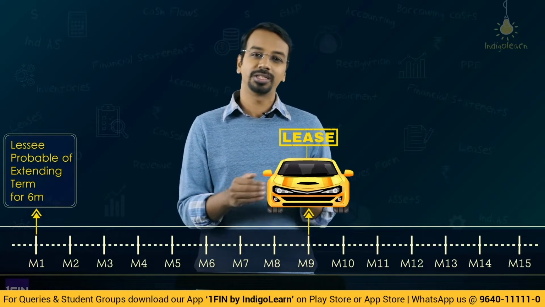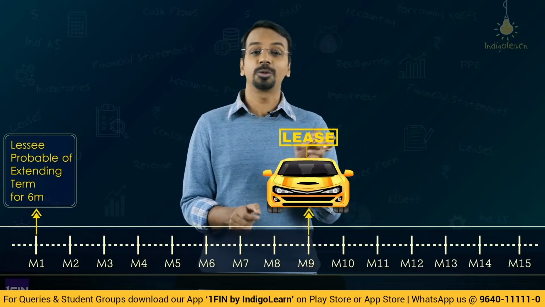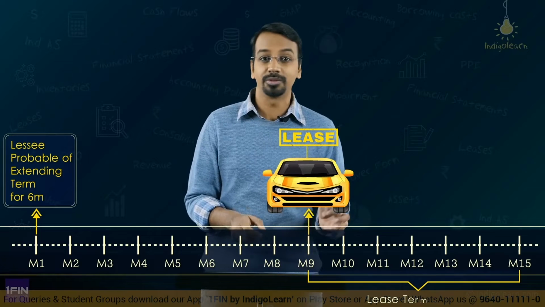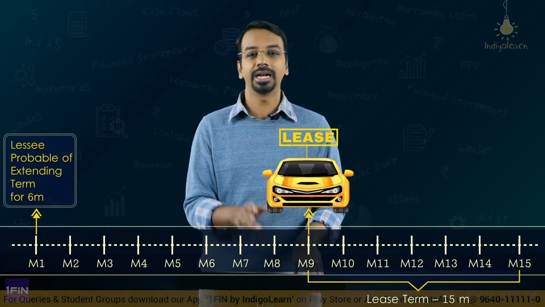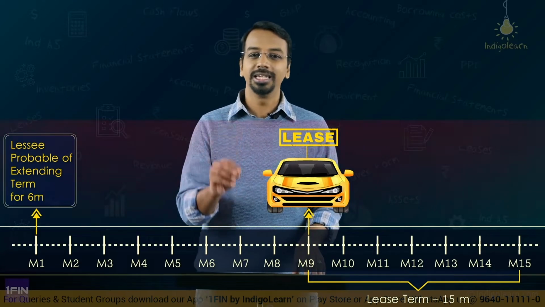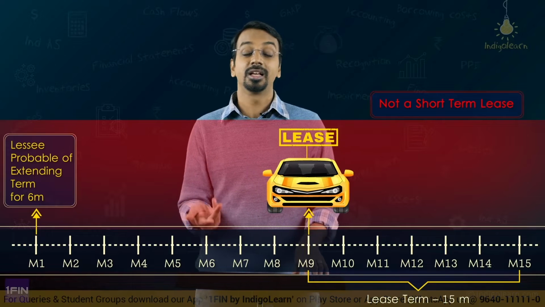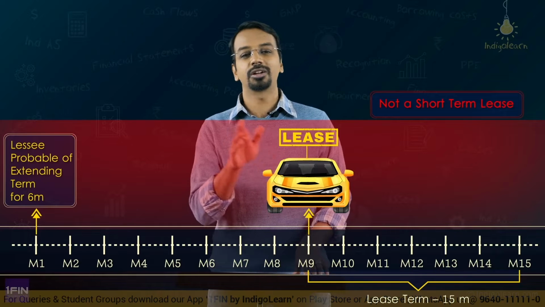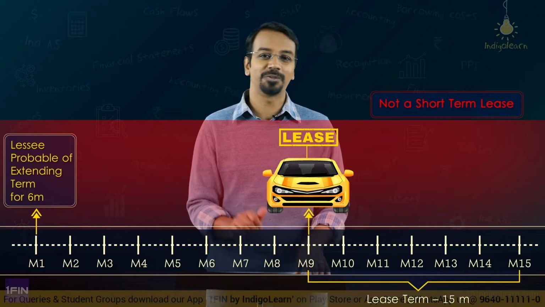Now for this you have to calculate the lease term. What is the lease term? The lease term is 9 months plus the option to extend which the lessee is likely to exercise. 9 plus 6 months makes it 15 months. So at the commencement of the lease itself, the lease is for a 15-month period, then this particular lease cannot be called a short-term lease. Now what if after 3 months the lessee decides not to exercise the option to extend? Even in that case, you cannot consider it to be a short-term lease because the assessment has to be done at the commencement of the lease.